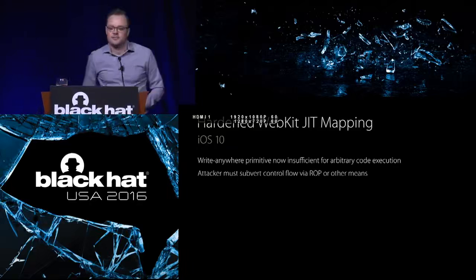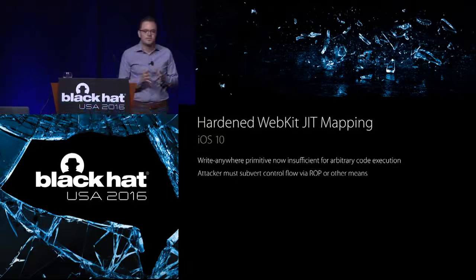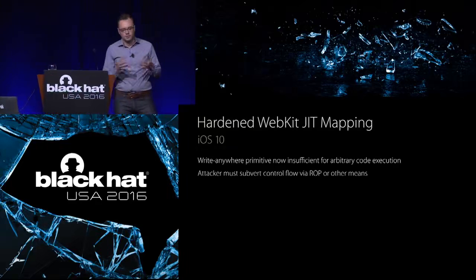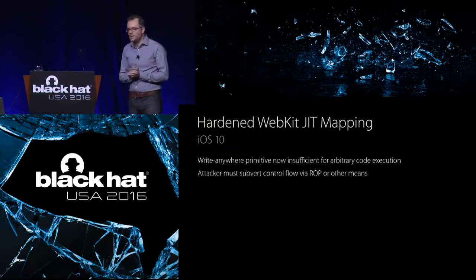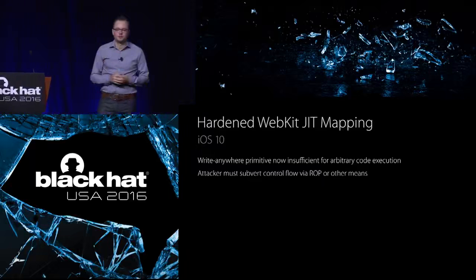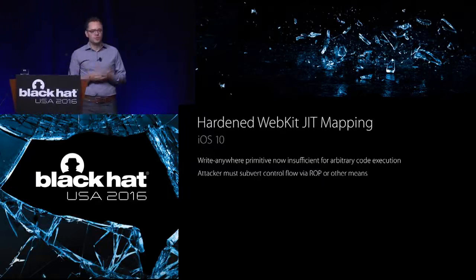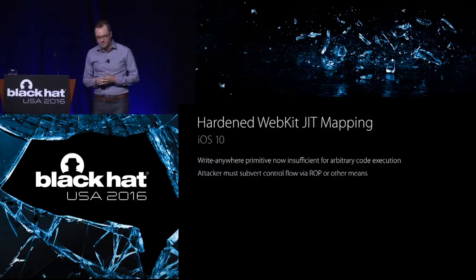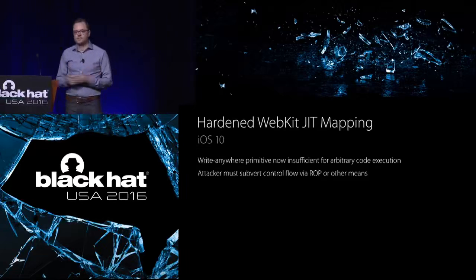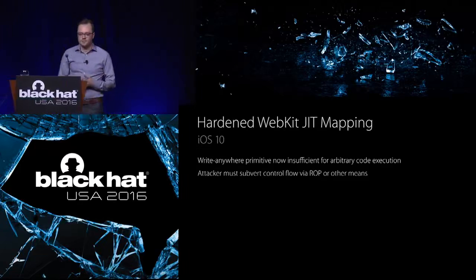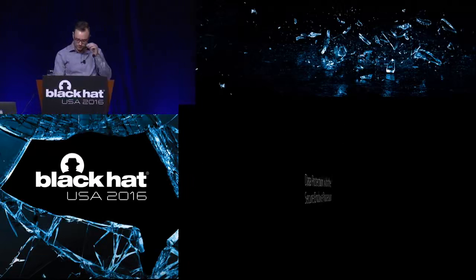So where this gets us is that an attacker who simply has a write-anywhere primitive from the context of JavaScript can no longer use it by itself for arbitrary code execution in the process. Instead, they have to subvert control flow, usually through ROP or a similar mechanism. It's kind of a nice mitigation that raises the cost of exploiting memory corruption bugs, in particular in WebKit.